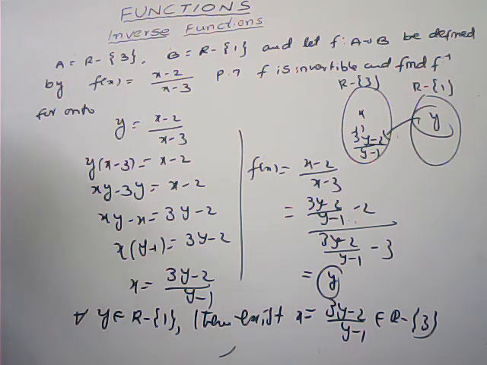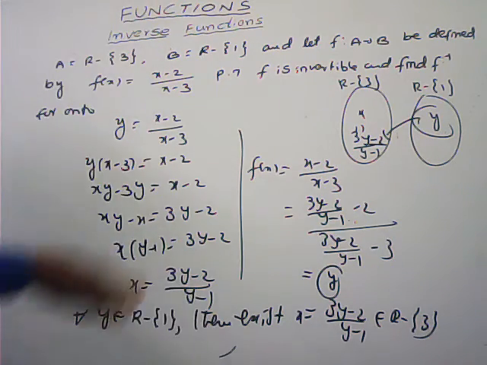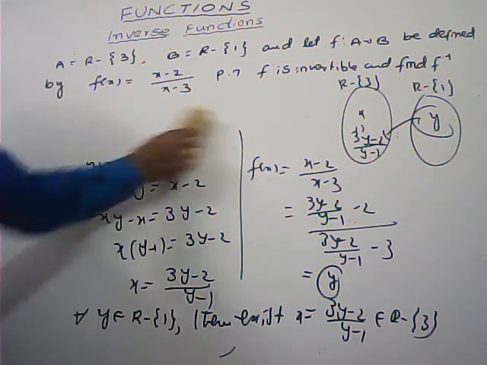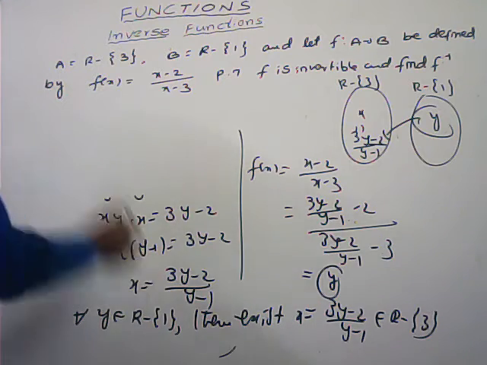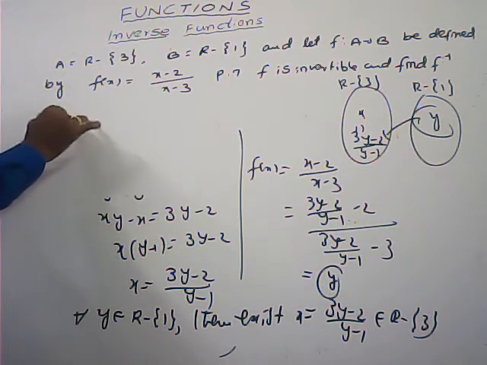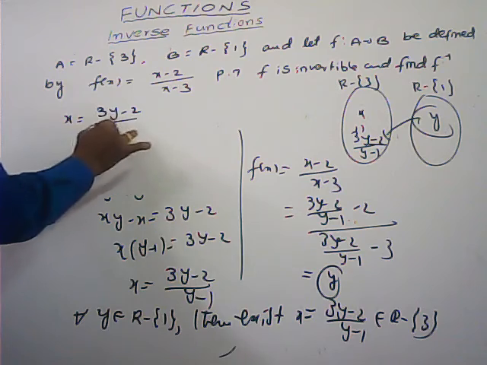And here f is satisfying both one-one and onto. So f is bijective. If it is bijective, the inverse exists. Now we have to find f inverse also. How to find? After completion of this one, you can write two statements: f is satisfying both one-one and onto, f is bijective, therefore f inverse exists. Here we made x as subject. X is equal to (3y minus 2) by (y minus 1).